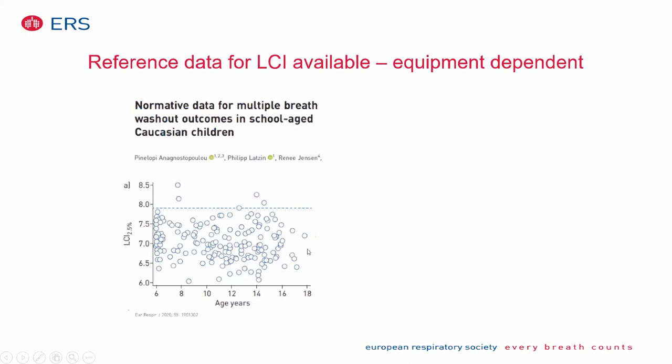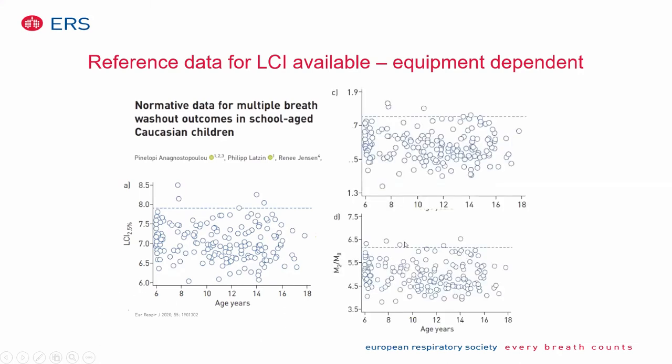Now, I told you there are reference data available for the lung clearance index, but they are equipment dependent, and the most recently published data actually are from this year, from a multinational working group who have established reference data with the aim to have a basis for clinical trials in cystic fibrosis. Here the lung clearance index, but also for FRC and moment ratios.